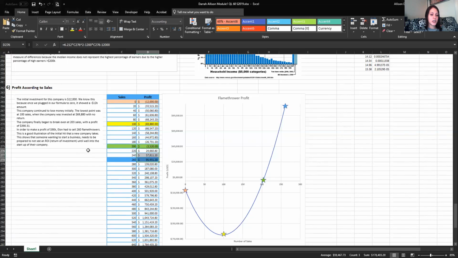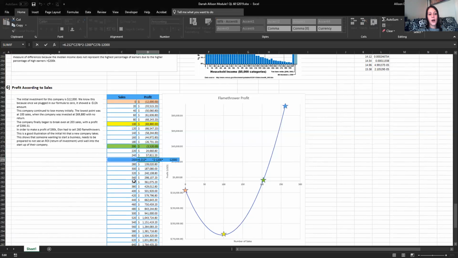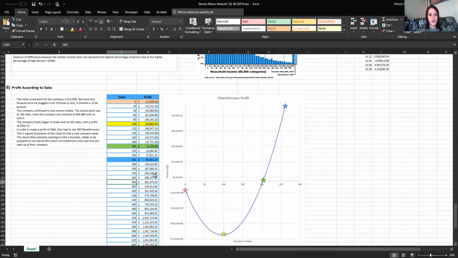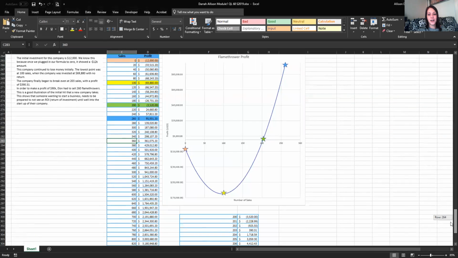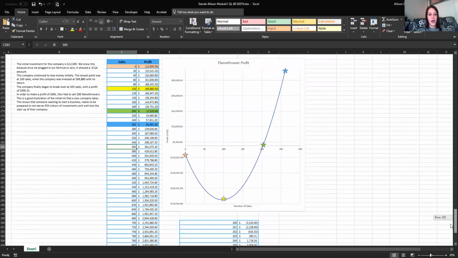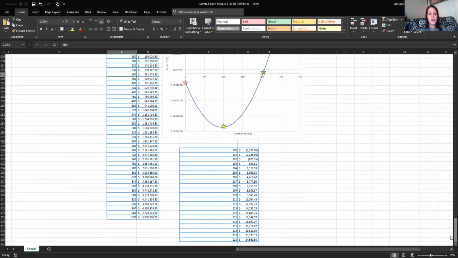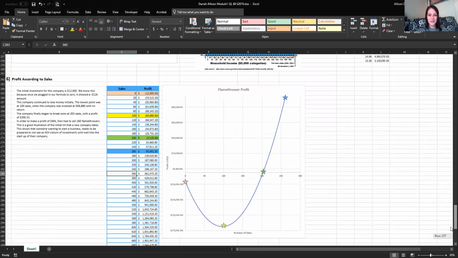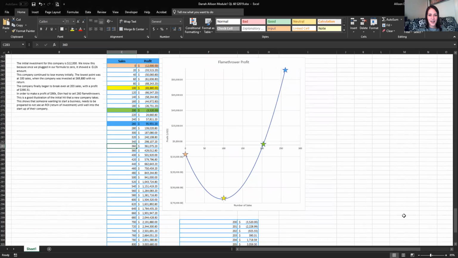This is a good illustration of the initial hit that a new company takes. This shows that someone wanting to start a business needs to be prepared to not see a return of investment until well into the startup of their company. I don't know how long it takes somebody to sell 260 flamethrowers, but I don't know that there is a huge market for flamethrowers, even with the military. I don't even know how he managed to sell that many flamethrowers, but he did.